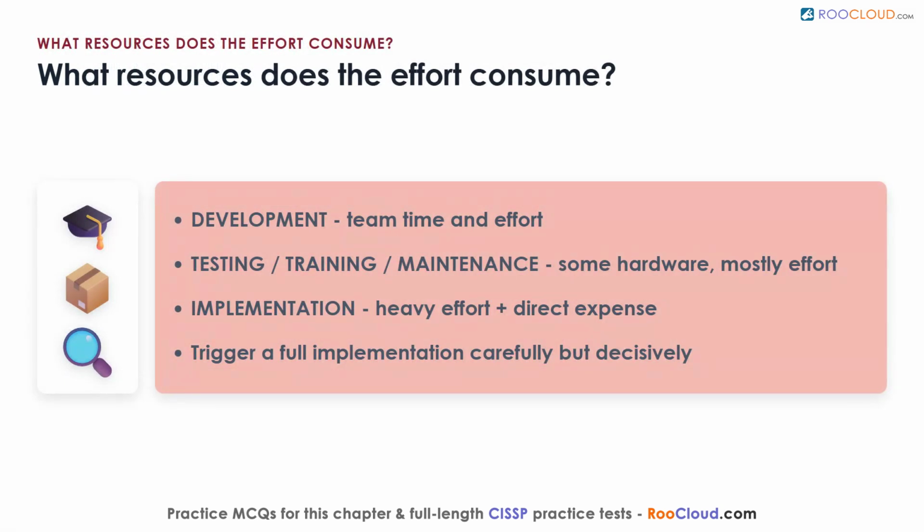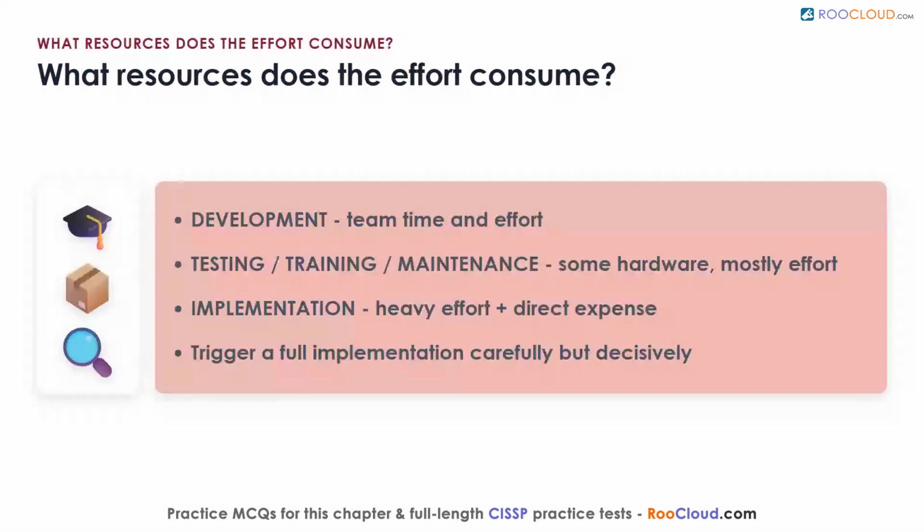Resource needs fall across three distinct phases. During development, the team builds the 4 elements of the plan, and the main cost is the time and effort of the members and the staff they lean on. During testing, training, and maintenance, you spend some money on hardware and software, but again, the bulk of the cost is people's effort. During implementation, when a real disaster forces the full plan into action, the demands spike sharply, consuming heavy effort and direct financial expense. That is why the team must trigger a full implementation carefully but decisively.